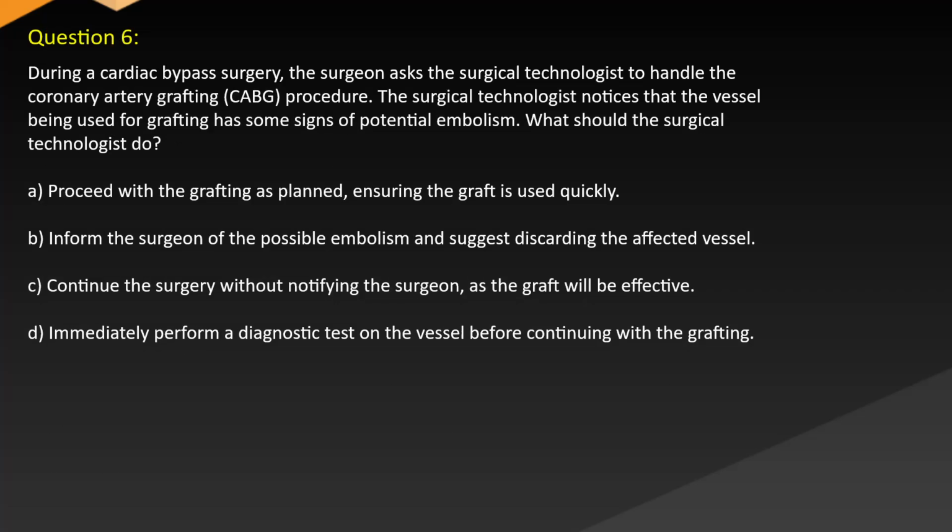Question 6. During a cardiac bypass surgery, the surgeon asks the surgical technologist to handle the coronary artery bypass grafting (CABG) procedure. The surgical technologist notices that the vessel being used for grafting has some signs of potential embolism. What should the surgical technologist do? A. Proceed with the grafting as planned, ensuring the graft is used quickly. B. Inform the surgeon of the possible embolism and suggest discarding the affected vessel. C. Continue the surgery without notifying the surgeon as the graft will be effective. D. Immediately perform a diagnostic test on the vessel before continuing with the grafting.